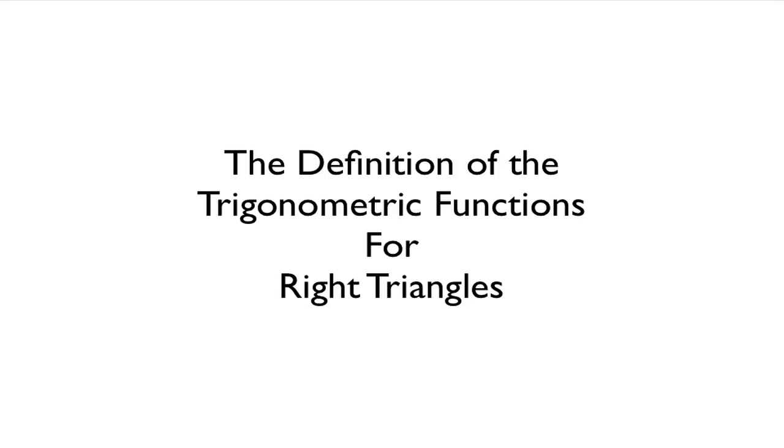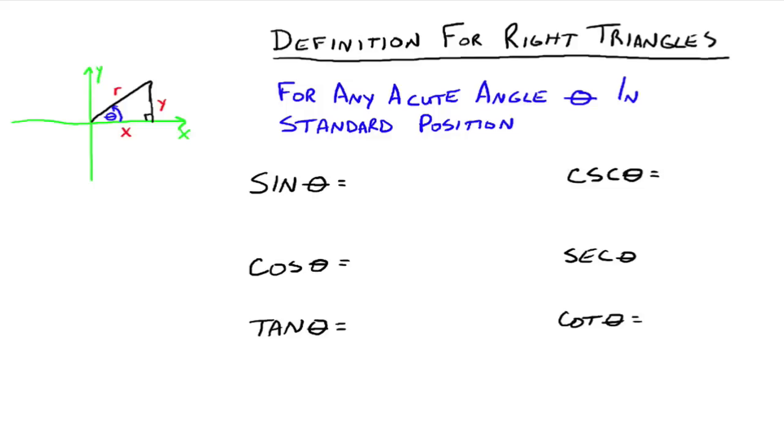Alright, so this video is going to discuss the definition of the trig functions, but for right triangles. So here's the definition. We've got a right triangle in standard form. For any acute angle theta in standard form, like this, an acute angle means that it's between 0 and 90 degrees.